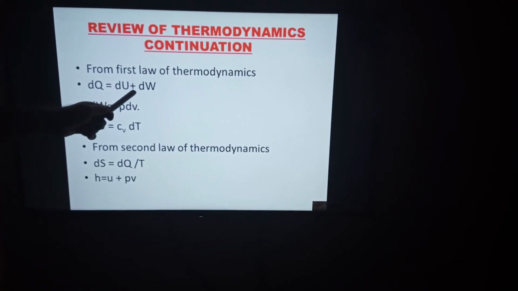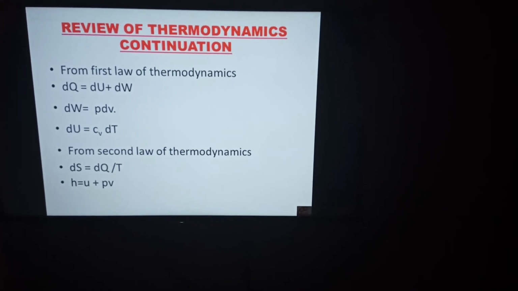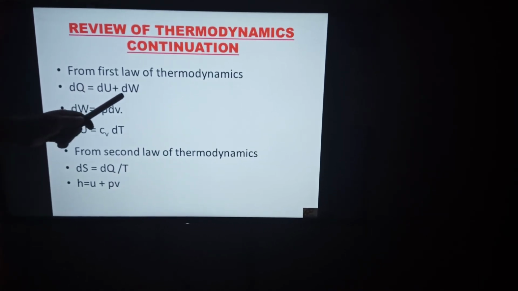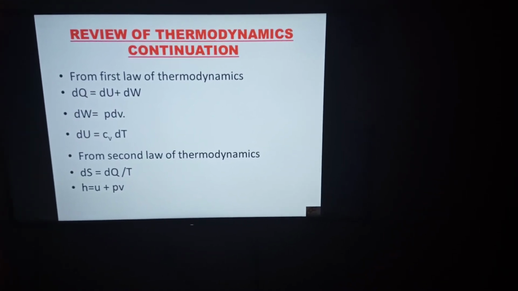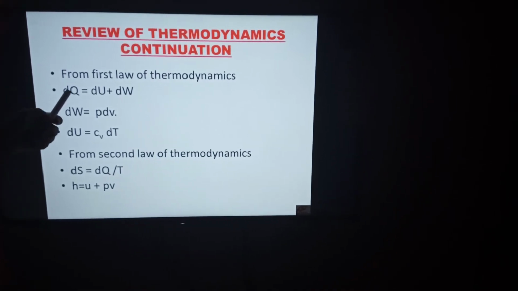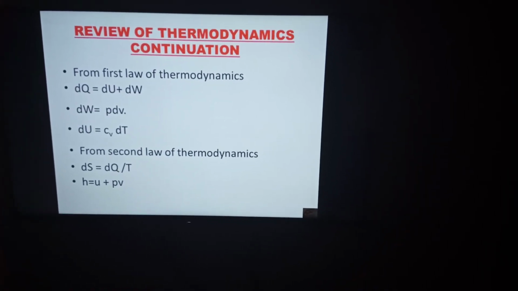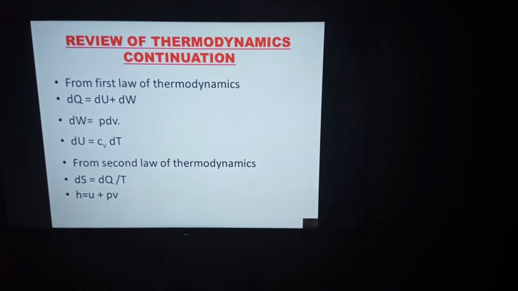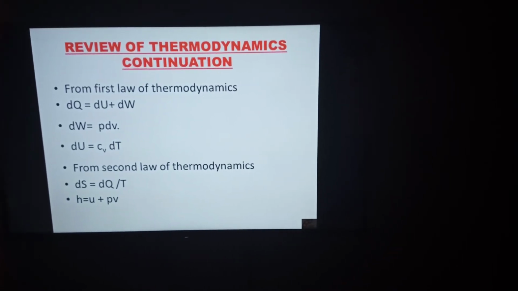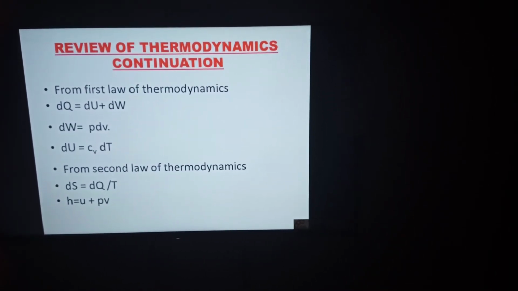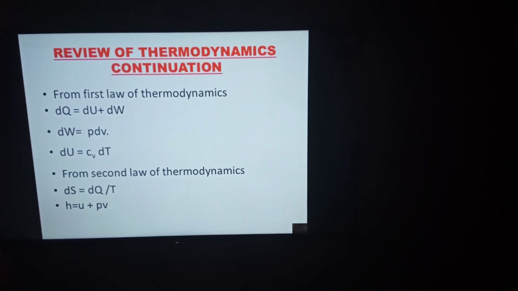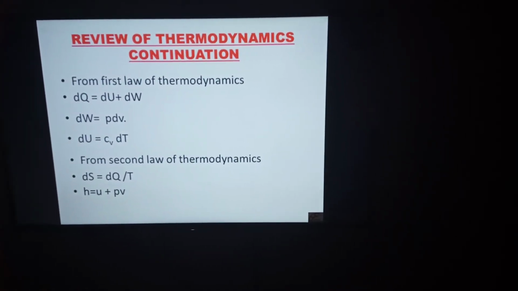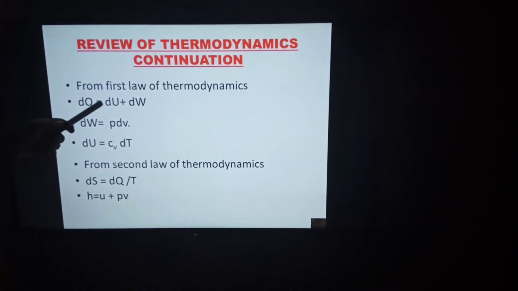This equation is used only for closed systems. Here dQ represents heat and dW represents work, the two forms of energy you studied in thermodynamics. What is the difference between heat and work? If the energy transfer takes place due to temperature difference, then that energy we call heat. If the energy transfer takes place due to a reason other than temperature difference, for example pressure difference, then that type of energy we call work. So there are two forms of energy, heat and work.